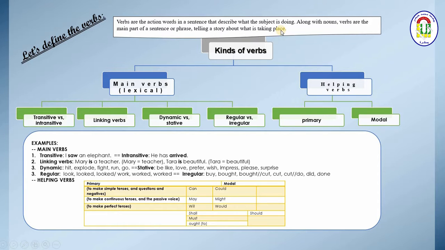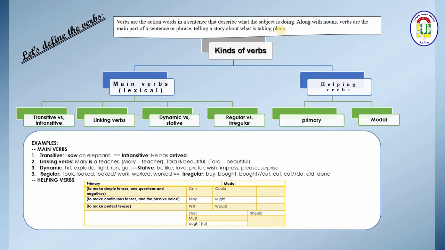So when I talk about the verbs, they are the main parts of the sentence. Without the verbs, we cannot say that this is a sentence. So the sentence is nothing without a verb. We cannot call it a sentence. We can call it a phrase, we can call it anything else, for example a noun phrase, except a sentence. So the sentence is a sentence with a verb. So the verb tells us exactly what the subject is doing.